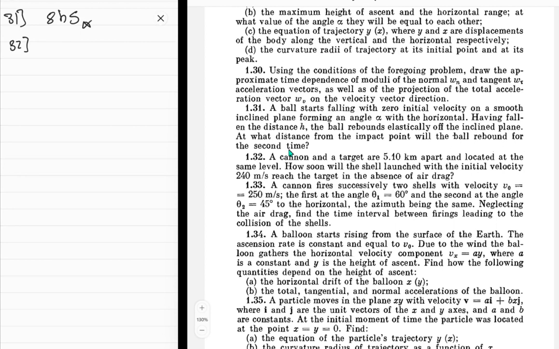I don't get it. Wait. Same level, 5 kilometers apart. It's just shooting at what angle? Okay, so the angle is such that it will hit it, right? That's what we assume. Fine. So basically your range is given. So the sooner the better, of course. So what we want is the range, that is the one given to us.